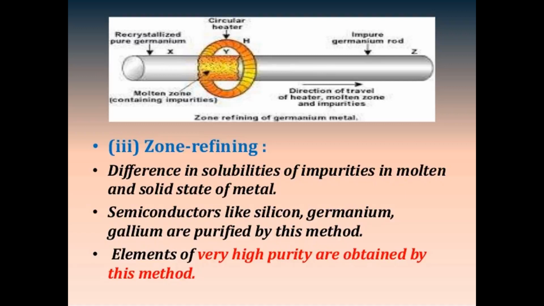The circular heater is moving here and there. When the heater slowly moves to the other end, pure metal crystallizes. The impurities move to the adjacent molten zone due to the movement of the heater. So wherever the heater moves, the impurities go to the adjacent side. In this way, we can increase the purity level. So metals like germanium, silicon and gallium are used in this process. Do you understand, children?